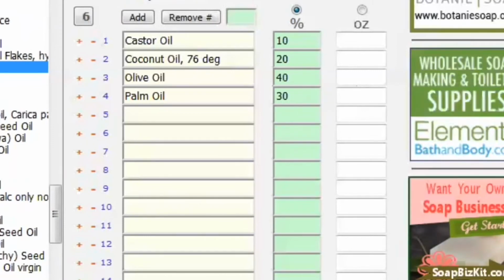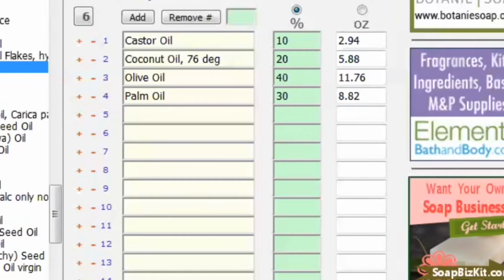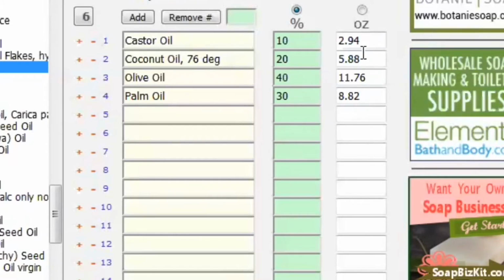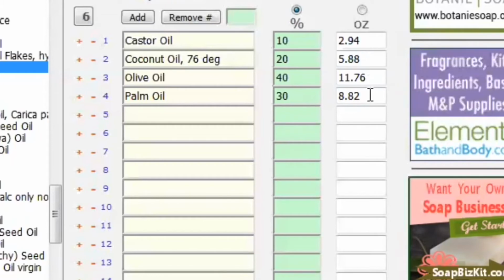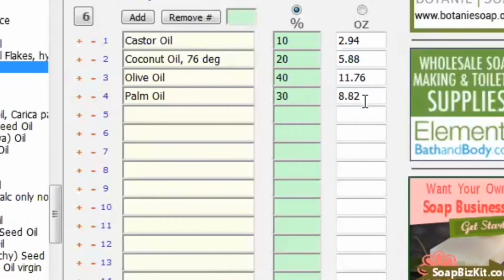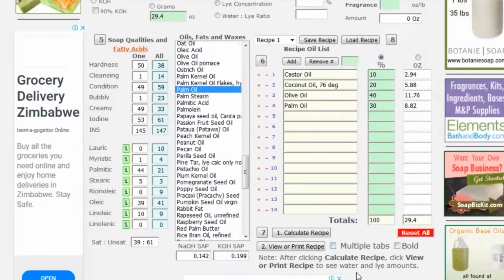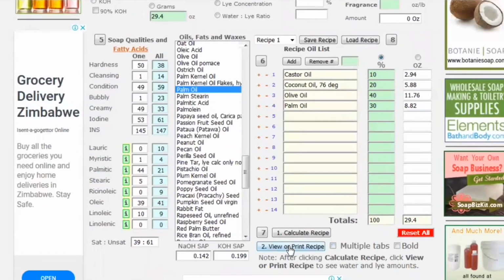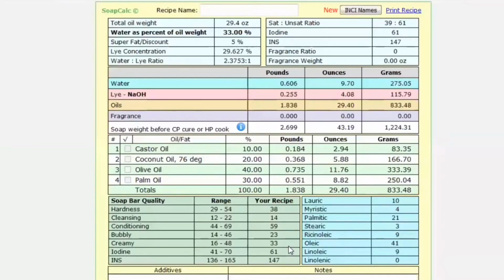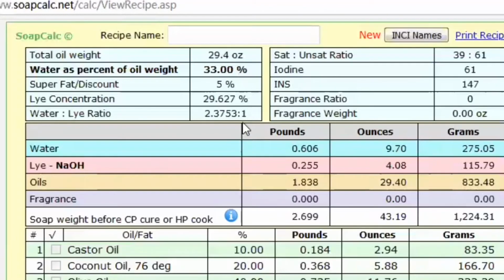It's kind of obvious, but I just have to mention it that your total percentage of oils has to add up to 100%. I just had to mention that. So on the side there, you can see the ounces of each oil that you will need in this recipe. Once you have that, you go down and click on print recipe. The next page shows the full properties and recipe of your soap.